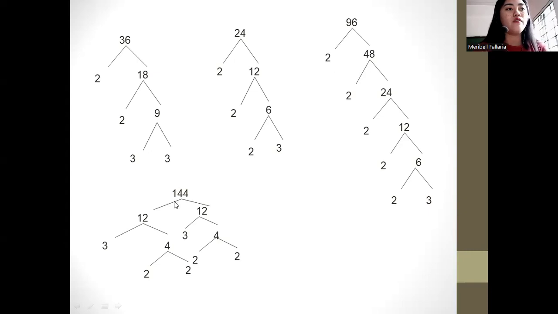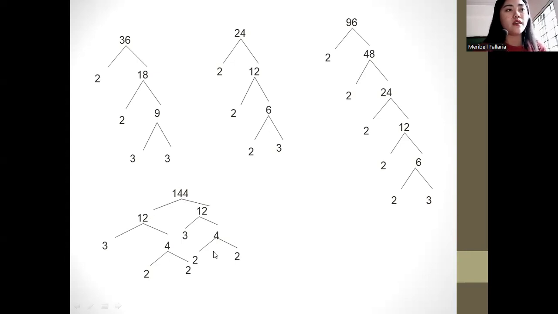And then 144, we all know that 12 times 12 is 144. But 12 is not a prime. That's why we're going to expand 3 times 4, 3 times 4. And then here, 4 is not a prime. And then we're going to think numbers that it will be equal to 4. We have 2 times 2. And also here we have 2 times 2.